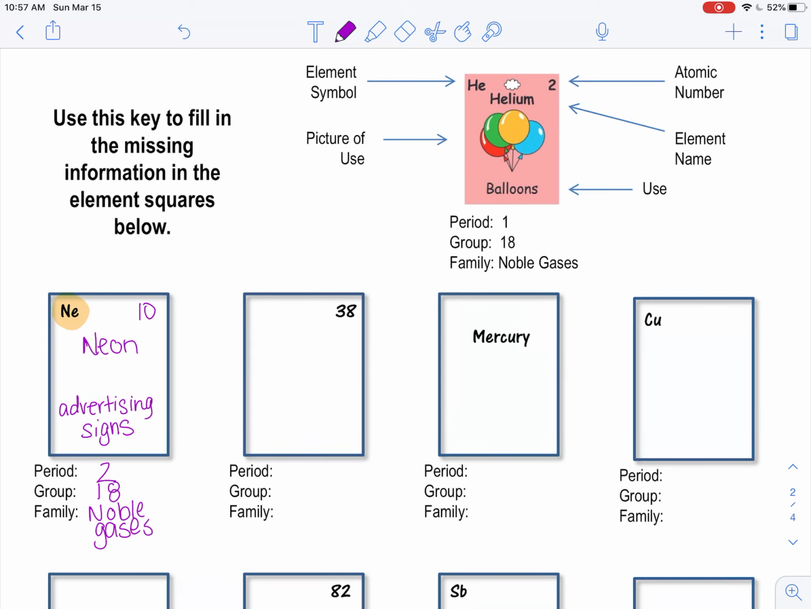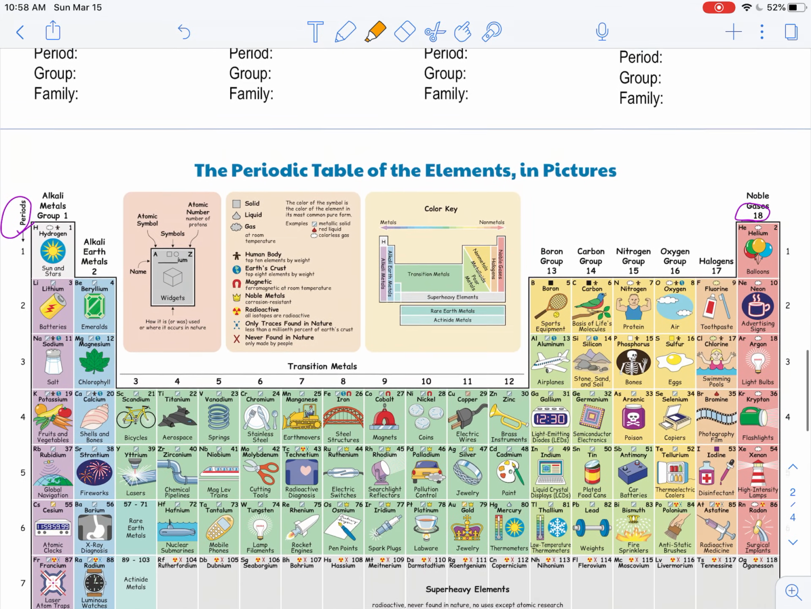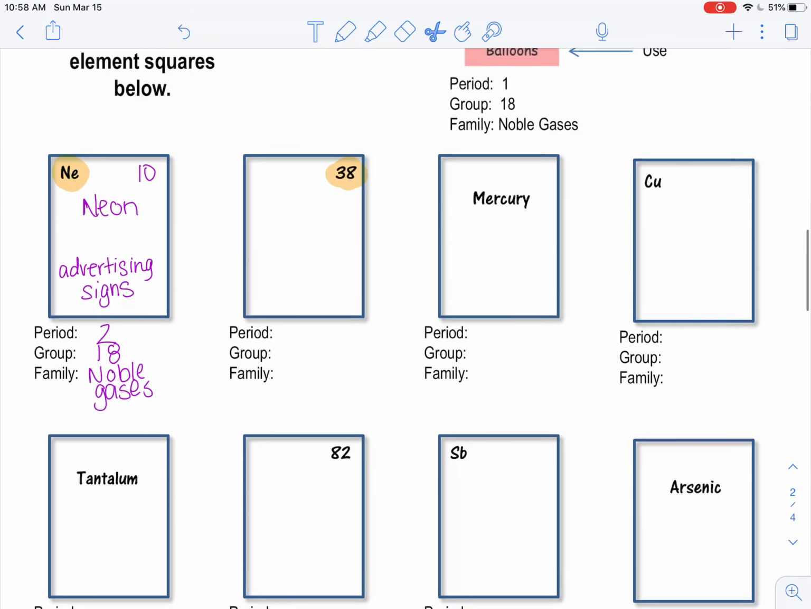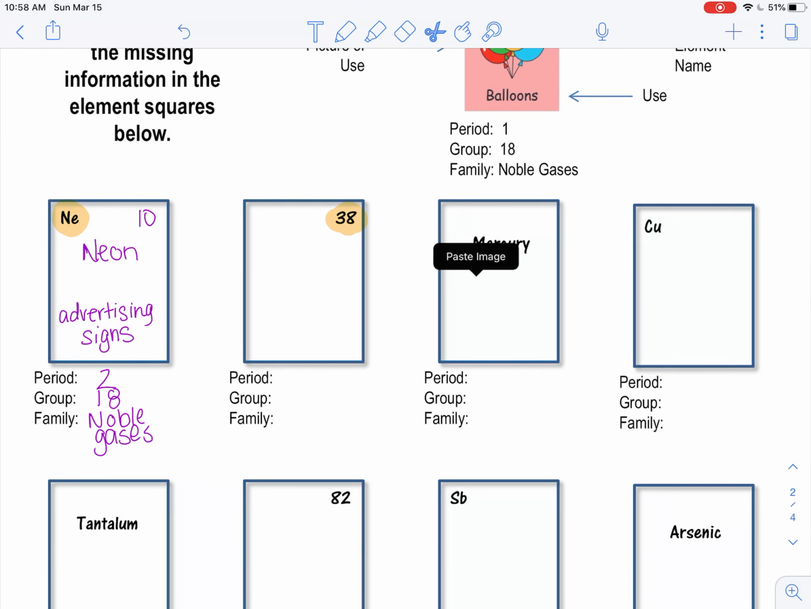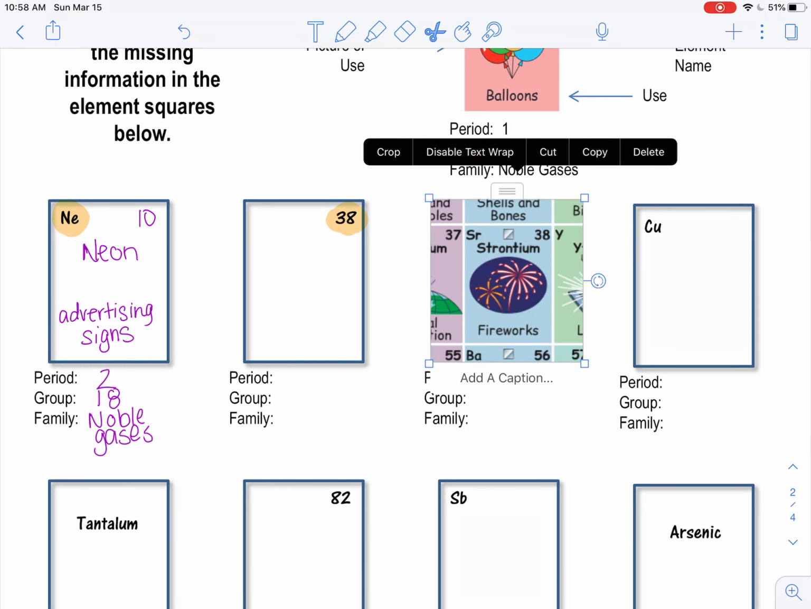All right, we're going to get rid of the picture of neon, and now we're looking for atomic number 38. Let's come down here and see, going in order, 38 is right here, strontium. So let's cut that one out and bring it up here where it can help me. Make it a little bit bigger so I can see. Okay.